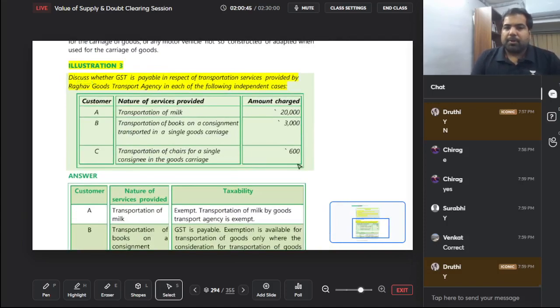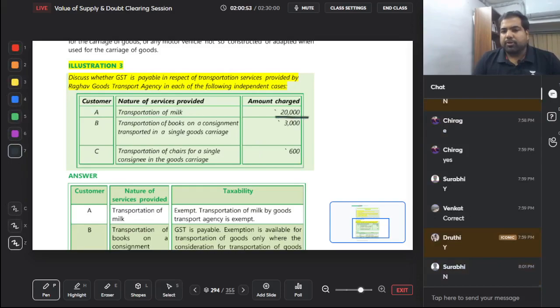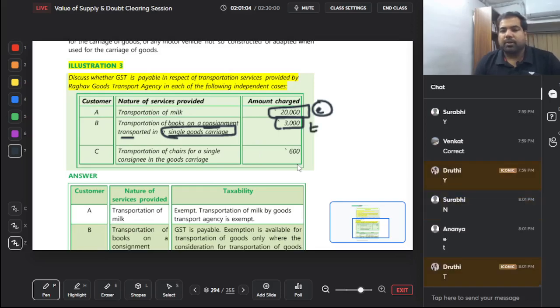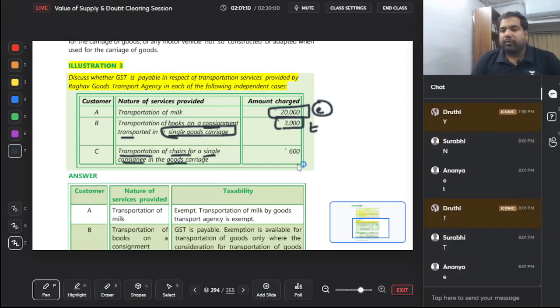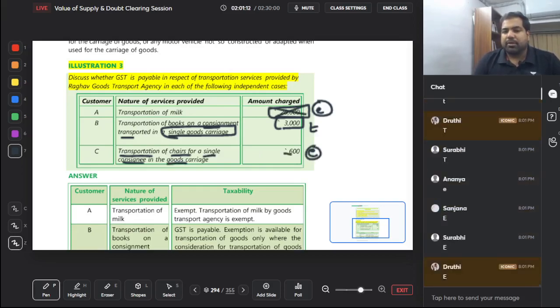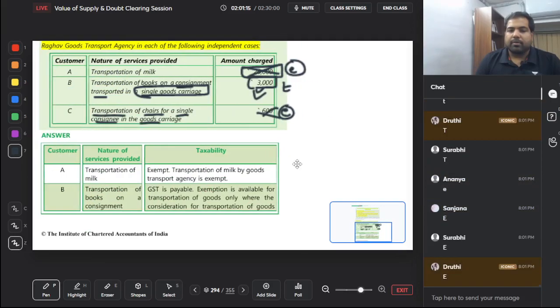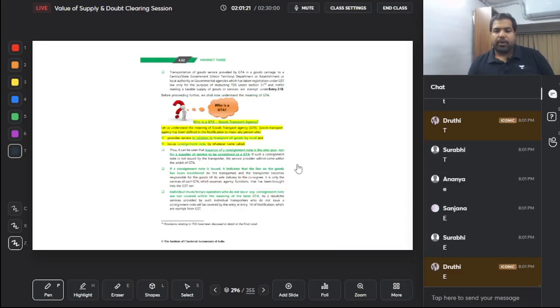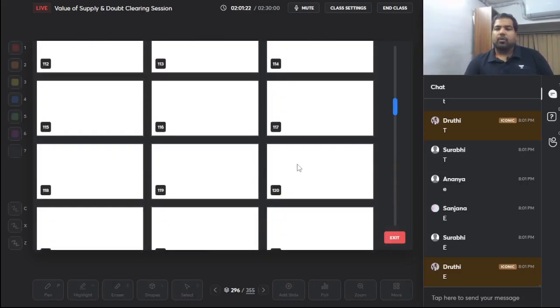Discuss whether GST is payable in respect of transportation services provided by Raghav Goods Transport Agency in each of the following independent cases. Transportation of milk. Guys, what about transportation of milk? Is it exempt? Yes. Transportation of books on a consignment transported on a single carriage, 3000. Guys, is this low value? No, it is taxable. And transportation of chairs in a single consignee up to 750. So this one is exempt. So this is exempt, this is exempt, this is taxable. Perfect. Guys, that's what it is here. All right.